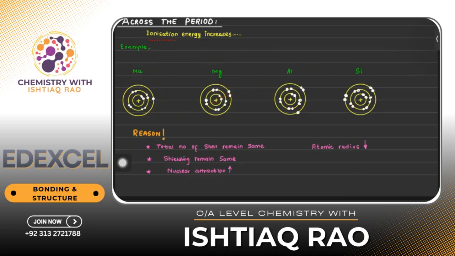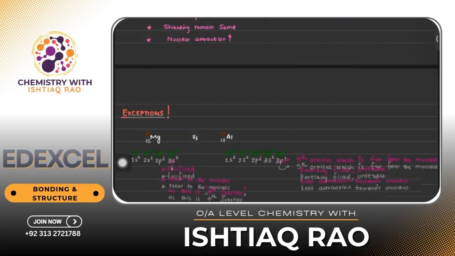Nuclear attraction increases between the nucleus and the outer electron, so the electrons come closer to the nucleus. That's why I'm saying the size decreases. So across the period, size decreases and ionization energy increases, but there are some exceptional cases.